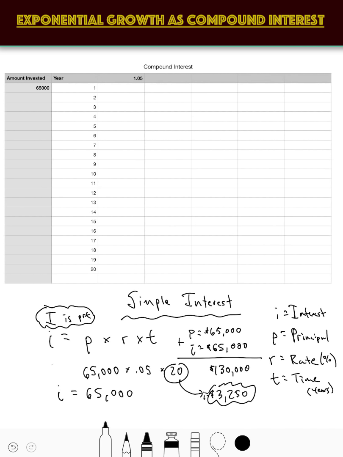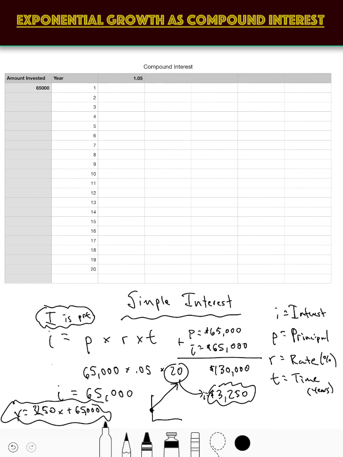A good way to think about that $3,250 is it was basically our slope. So we started out at $65,000 as our y-intercept, and it grew $3,250 a year. If this were slope-intercept form, it'd be y equals $3,250 times x plus 65,000, because that's how much we started with. That was our starting point. Talked about how y-intercept, a good way to think about it is our starting point, and a good way to think about slope is the amount we're growing. So that's how simple interest works.